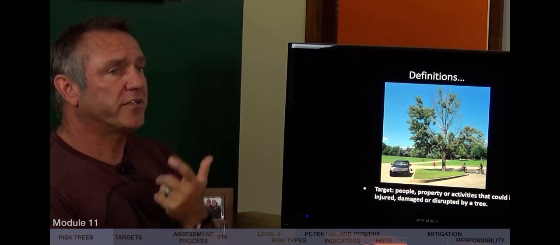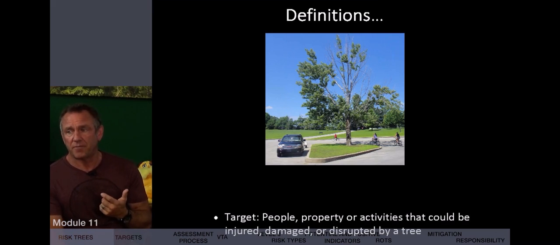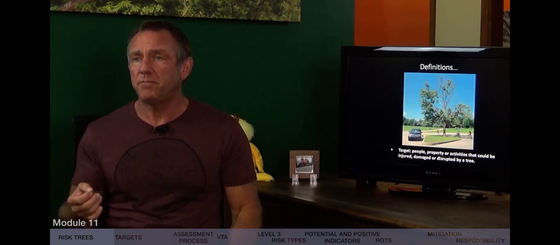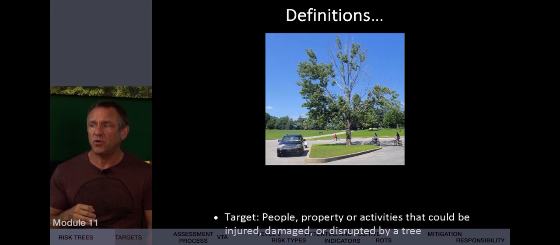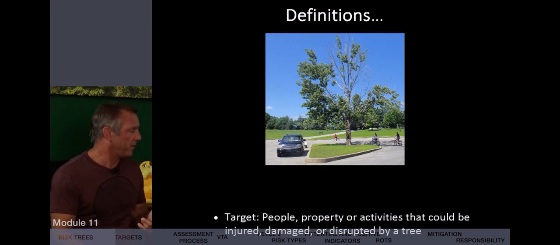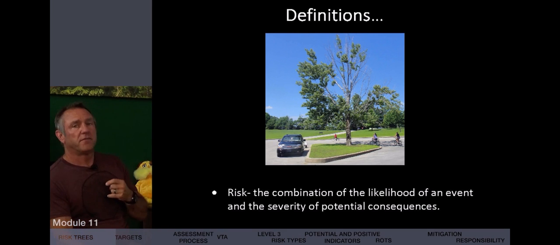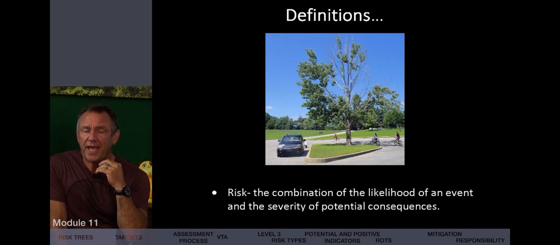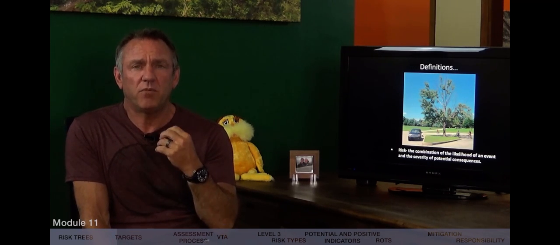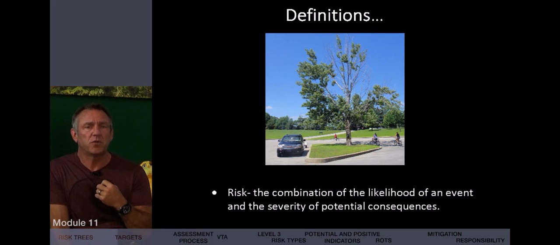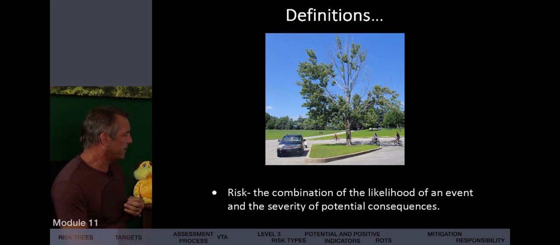In order to have a risk tree situation, you've got to have a target. And a target is simply people, property, or activities that could be injured, damaged, or disrupted by a tree failure. Risk. Now we've talked about hazard trees before, and you may have heard that term hazard, but we want to talk about risk when we're talking about the assessment process.